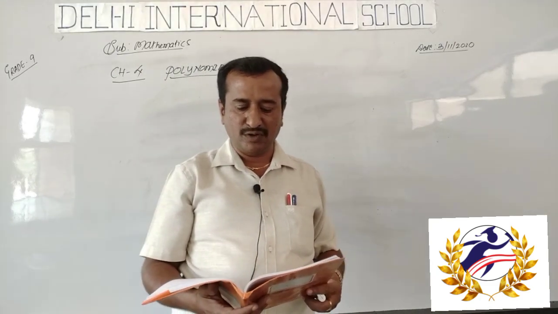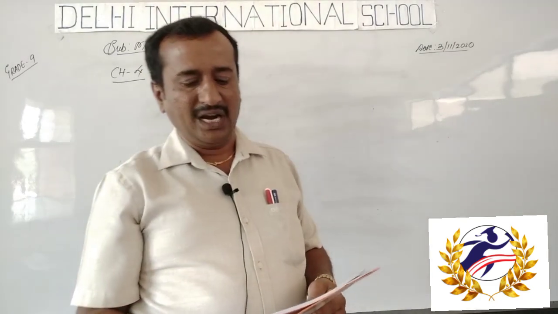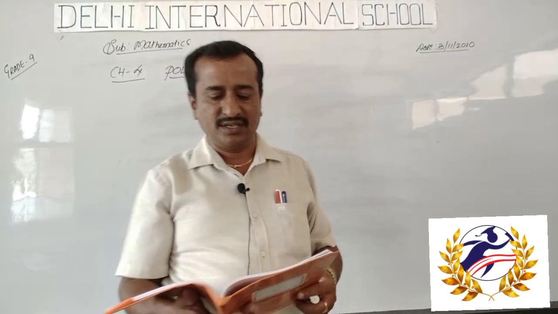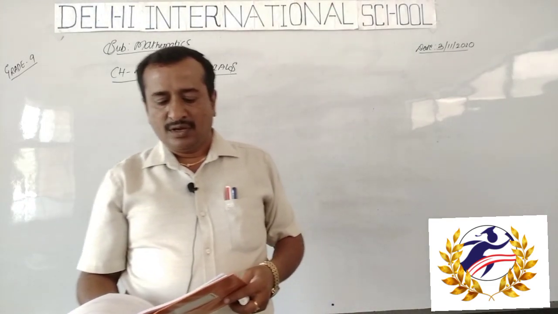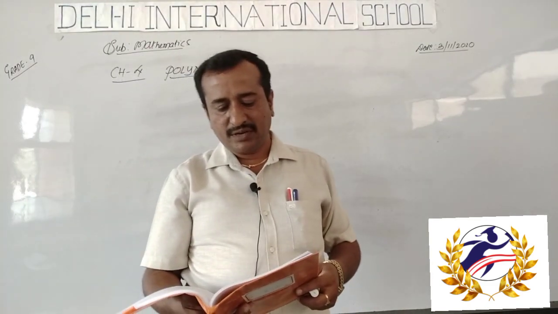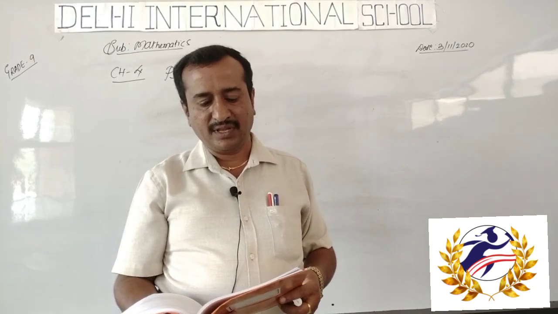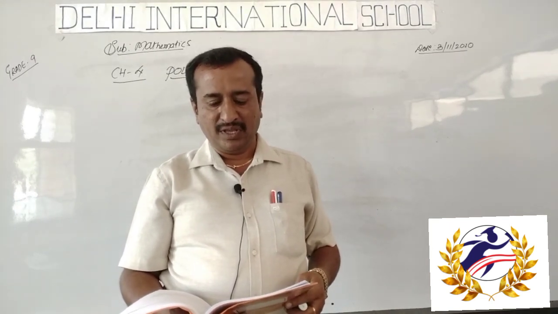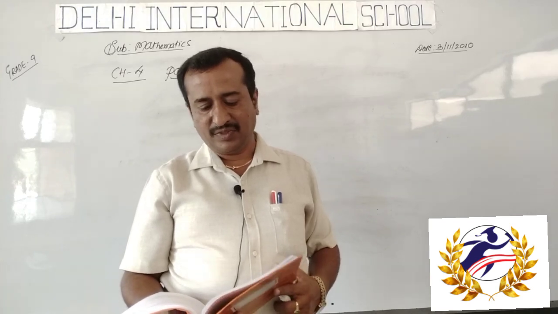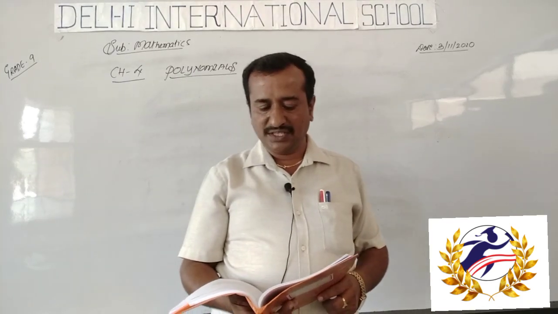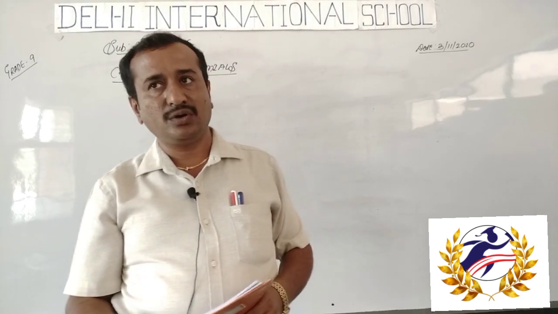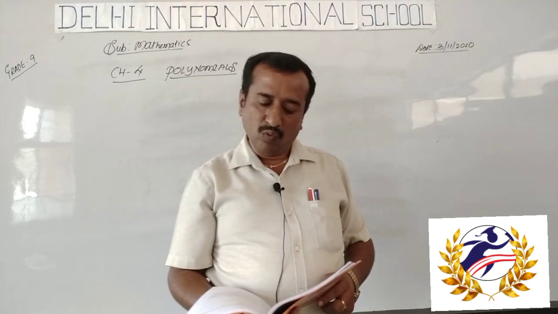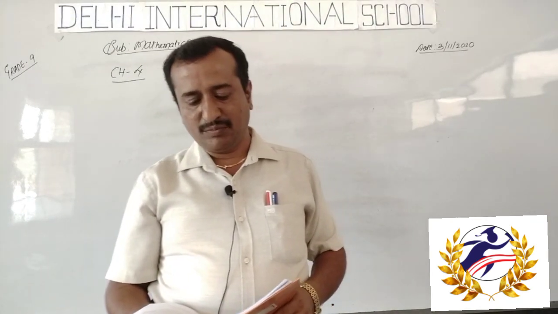Exercise 4.1: Which of the following expressions are polynomials in one variable and which are not? State the reasons for your answer. First one, x to the 4, x squared minus 3x plus 7. It is a polynomial in one variable. Come to the second one, that is y squared plus root 2. It is also a polynomial in one variable. True, it is a polynomial.